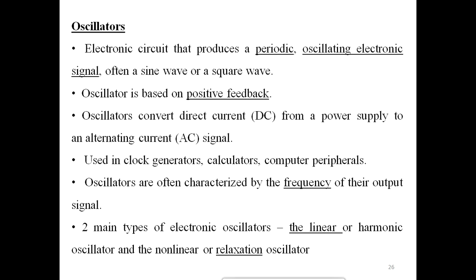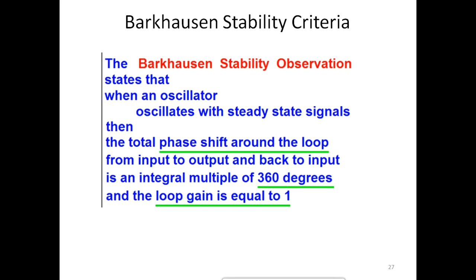They are often characterized by the frequency of their output signal, and we can distinguish oscillators mainly into two types: linear oscillators and non-linear oscillators. We will be focusing on linear oscillators with respect to our syllabus.